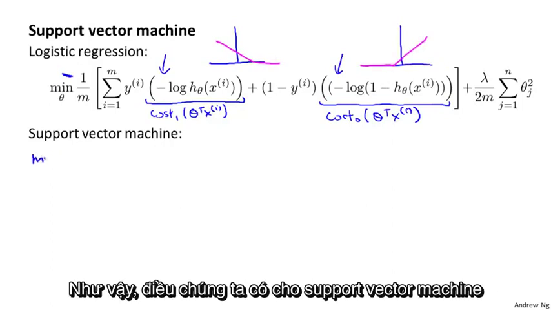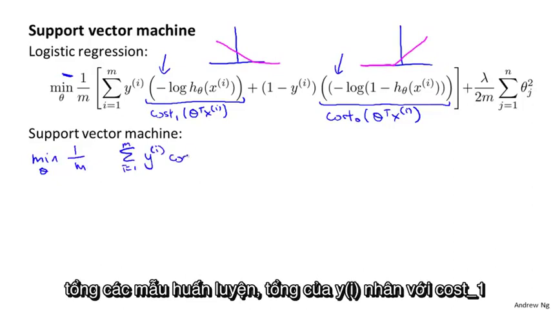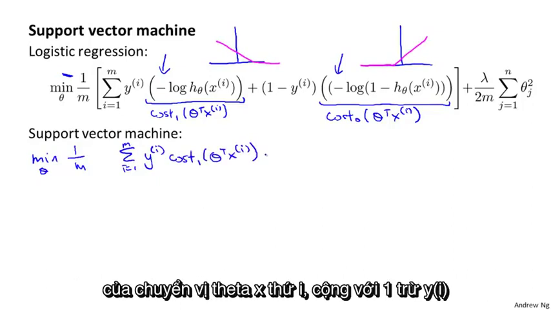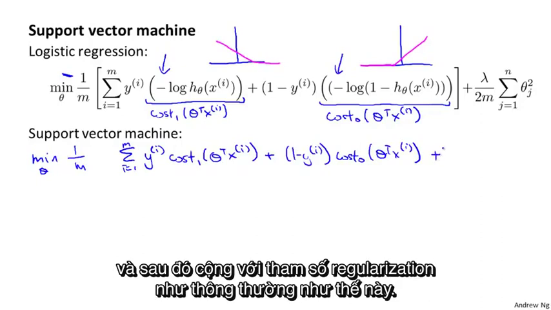So what we have for the support vector machine is a minimization problem of 1 over m, sum over my training examples of y^(i) times cost 1 of theta transpose x^(i), plus 1 minus y^(i) times cost 0 of theta transpose x^(i), and then plus my usual regularization parameter, like so.